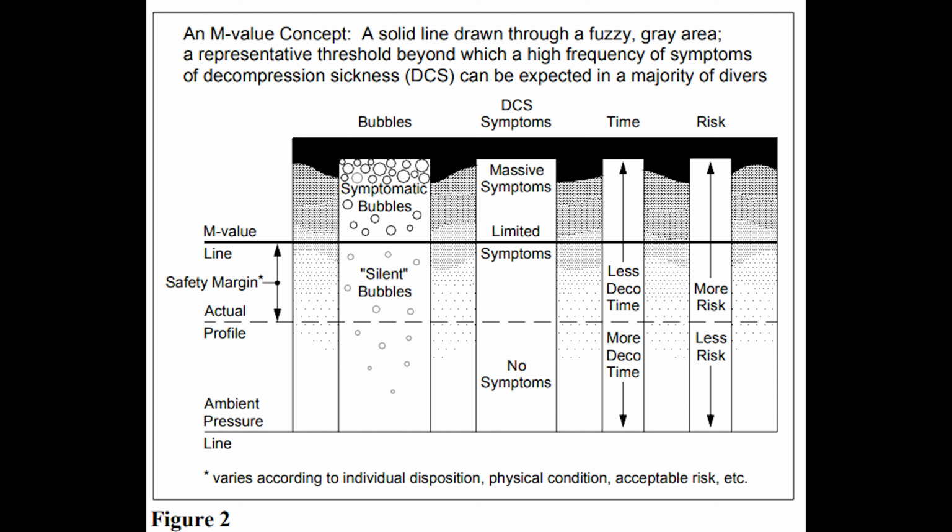My favorite quote in the article is, "It may be more appropriate to describe the M value as a solid line drawn through a fuzzy gray area," and then it references figure 2, which I'm sharing here. I love this description because it accurately reflects both the explicit value of the model calculation as well as the range of DCS susceptibility between divers and other DCS risk factors that a dive computer can have no knowledge of.